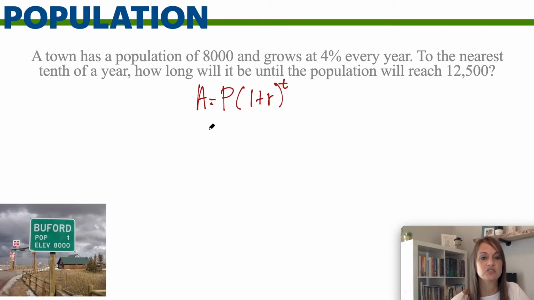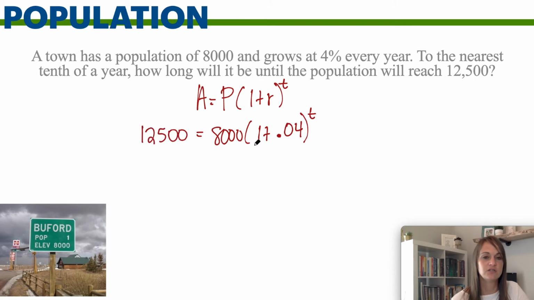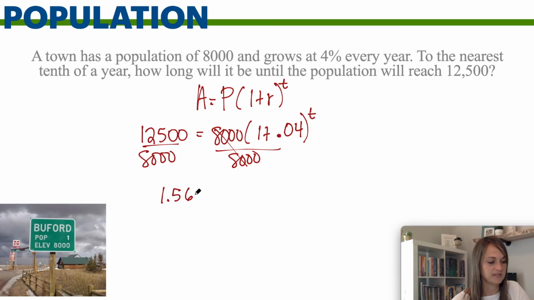Well, we know the initial population is 8,000. And we know that the percent is 4%, so it's 0.04. Don't forget, make sure you always put it as a decimal. And you want to know, when is it going to reach 12,500? So the first thing you're going to do is go ahead and divide both sides by 8,000. And you will get 1.5625.